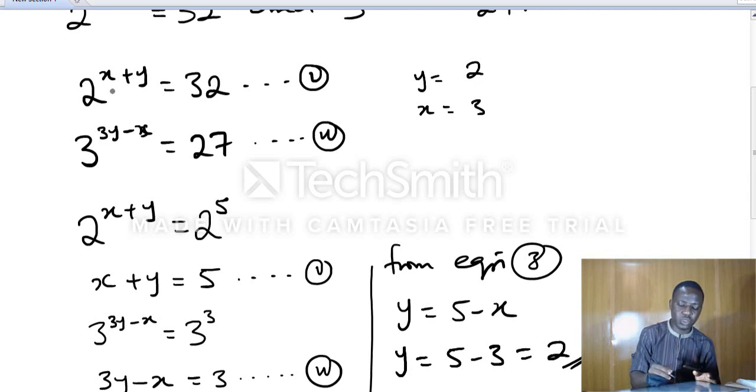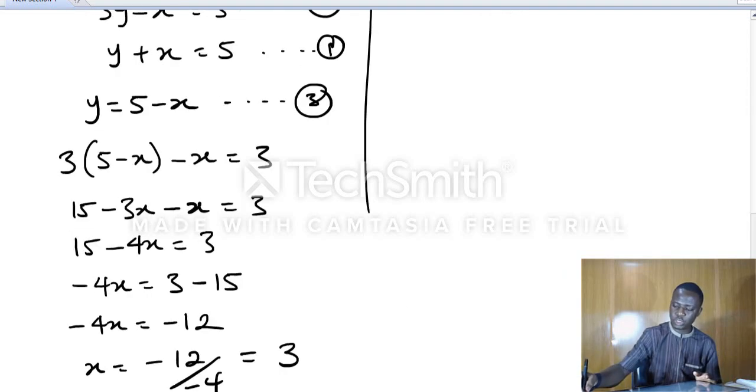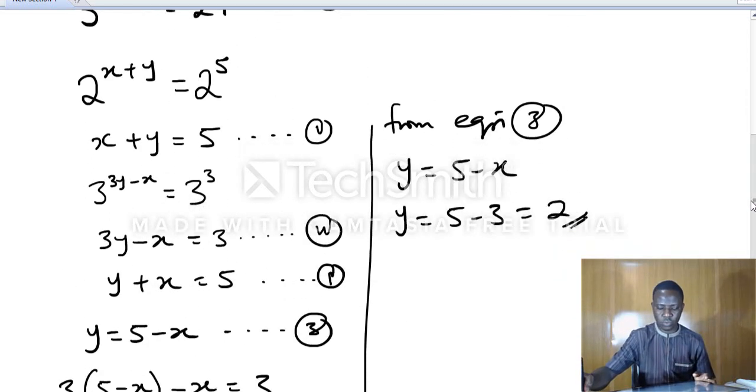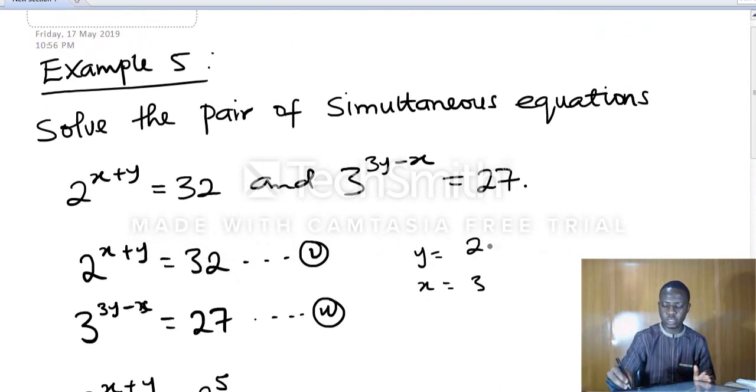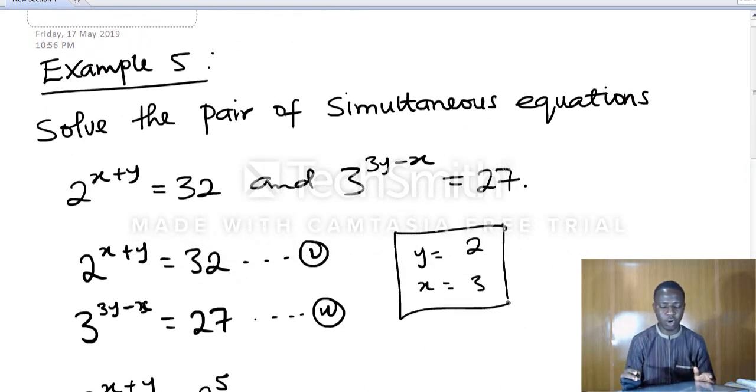So let's substitute to see if this will give us our equations. Yes. For equation 1, which says x plus y is equal to 5, this becomes 2 plus 3 is equal to 5. Or equation 2, which says 3y minus x is equal to 3. So 3y is what? 3 times 2, which will be 6. 6 minus x, which is 6 minus 3, is equal to 3. So that means our solutions are actually correct.